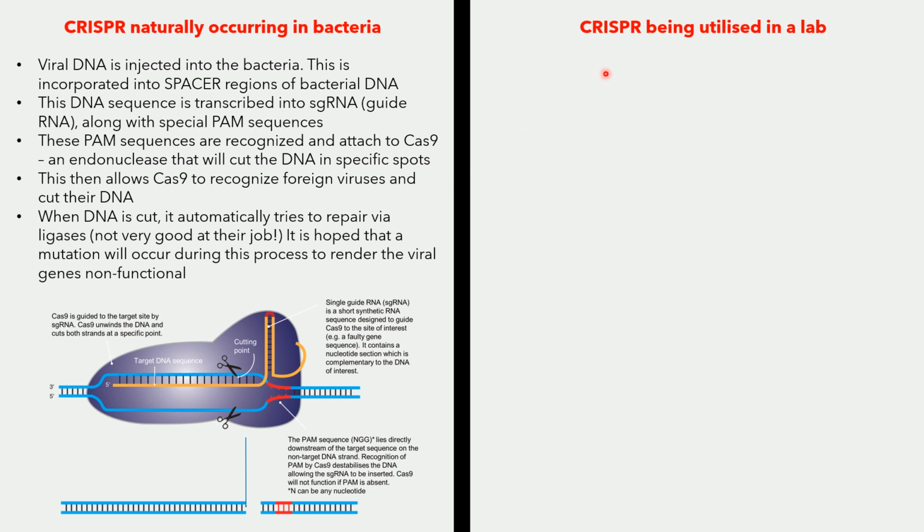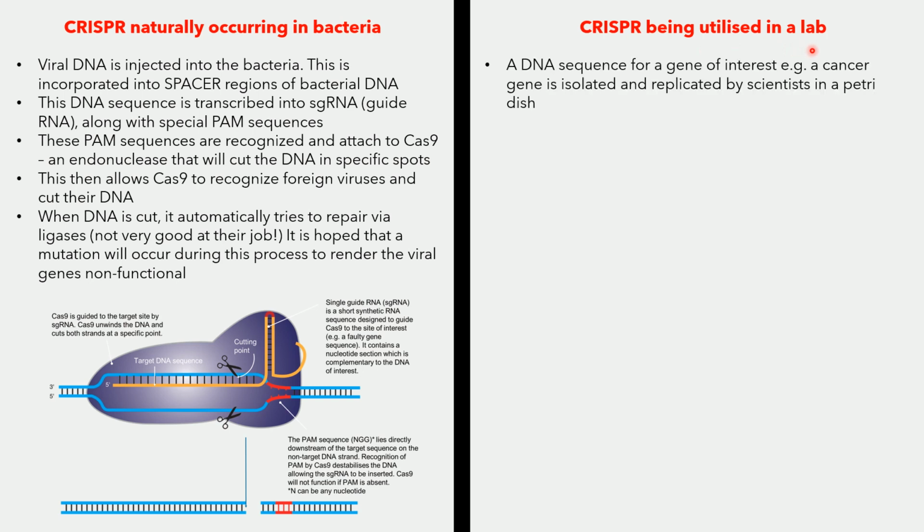So we've talked about the uses of CRISPR to us and how it can be used in a lab. This is how we would go through that process. So we start with a DNA sequence for a gene of interest. For example, we might be looking at a cancer gene, and we want to isolate and replicate it in a petri dish, so in a lab essentially. Synthetic guide RNA is produced, which is then mixed with the Cas9 enzymes, and they bind together to form a complex. So we make the guide RNA, mix it with Cas9, and we form a complex.